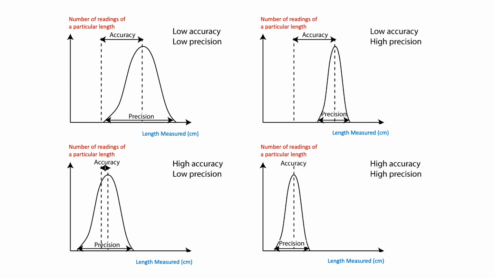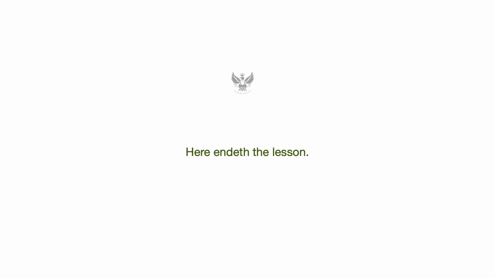And then finally, the last diagram on the lower right, well, our best estimate is lying right on top of our true value, so that's very accurate. So that's high accuracy. And it's quite a narrow spread. The curve's quite thin, so that's quite precise as well. So there we are, the difference between accuracy and precision. Make sure when you're using these technical terms, you use them in a very correct way.